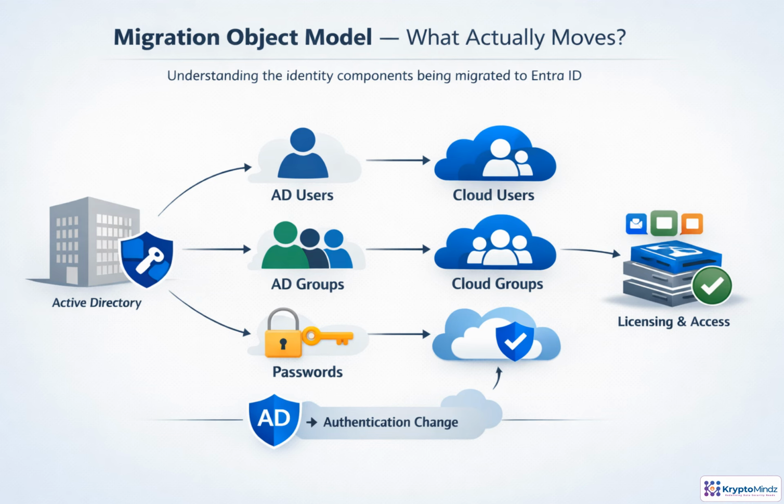At the object level, migration depends on knowing what each identity component becomes. Users may be synced from Active Directory, created as cloud-only accounts, or matched to accounts that already exist. Groups can represent security access, Teams and SharePoint collaboration, mail distribution, license assignment, or policy targeting. Password and authentication choices shape the sign-in experience during cutover. Licensing then connects identity to usable services. When these relationships are clear up front, migration becomes controlled instead of reactive.